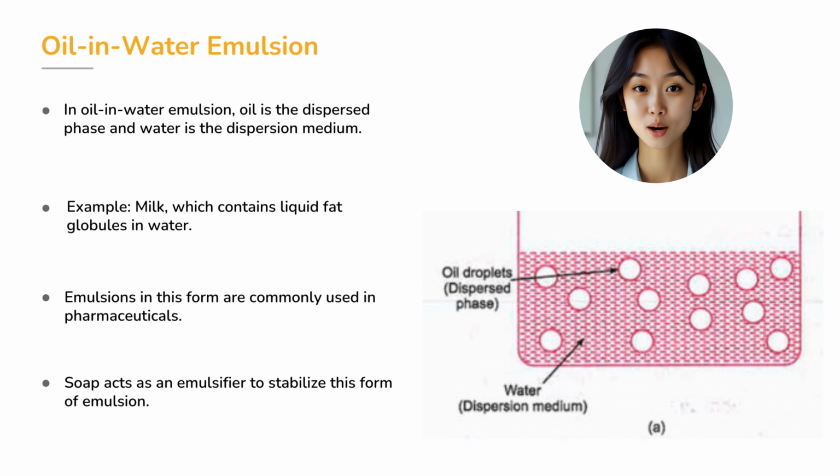Now, let's talk about the oil-in-water emulsion. Imagine the fat in milk. That's all suspended in water. In this type, oil is the dispersed phase and water is the dispersion medium. Milk is one of the most common examples where tiny fat droplets are spread evenly in water thanks to an emulsifying agent. This makes the fat droplets so small that they stay suspended instead of separating. Just like how you can't see the tiny fat droplets in milk but know they're there.